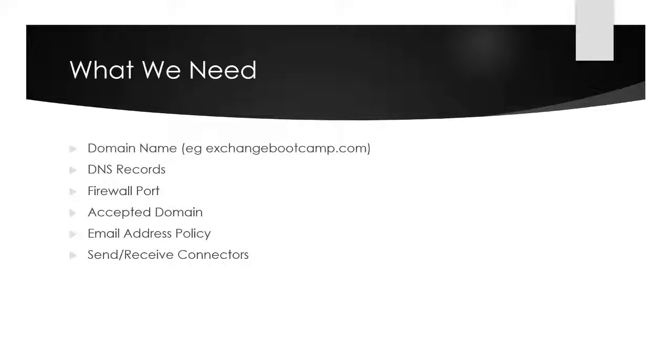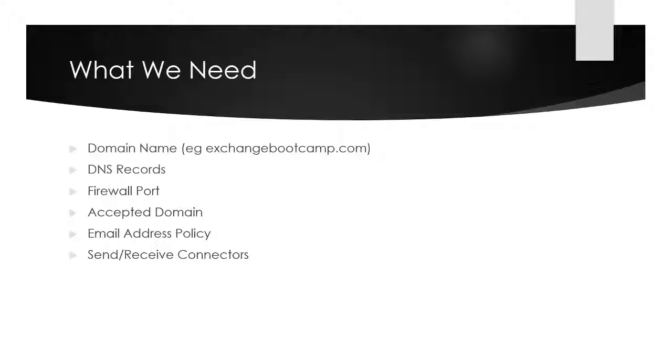First of all, you'll need a domain name. So I'm using exchangebootcamp.com. If you want to establish mail flow between your server and the internet, you will need your own domain name. There's no point in you trying to use exchangebootcamp.com at this point. So I recommend that if you do want to do these lessons, it's worth spending just those few dollars to register your own domain. We also need to create some DNS records.